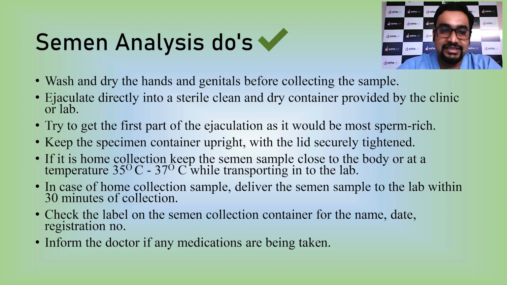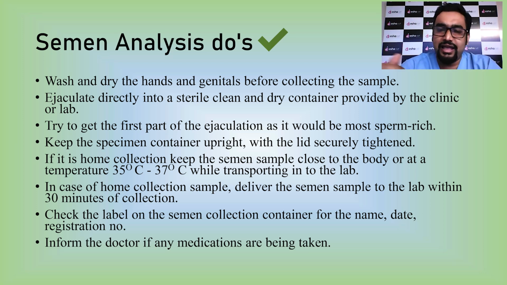So before we start a semen analysis, we should wash and dry the hands and the genitals before collecting the sample. Okay. Then comes the ejaculation part. To ejaculate, you will have to directly ejaculate into a sterile, clean and dry container provided by the clinic or the lab. We will be providing you with a container and you will be ejaculating into that.